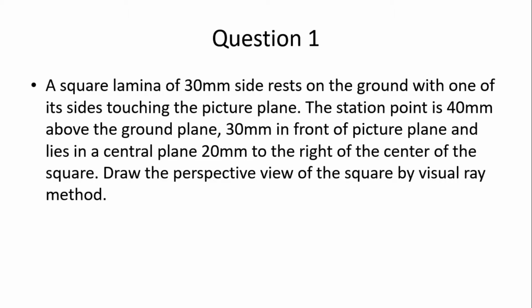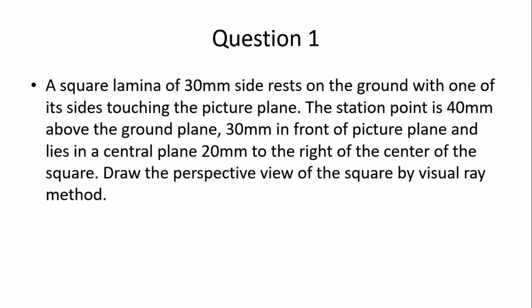In this case, the data for a square lamina is given, that is 30 mm side. Now the station point is the point where the observer or the spectator is standing, and the station point is 40 mm above the ground plane, that is, the horizon line is at a height of 40 mm above the ground plane. The second data is 30 mm in front of the picture plane. So the station point is 30 mm in front of the picture plane, 40 mm above the ground plane, and also lies in a central plane 20 mm to the right of the center of the square.